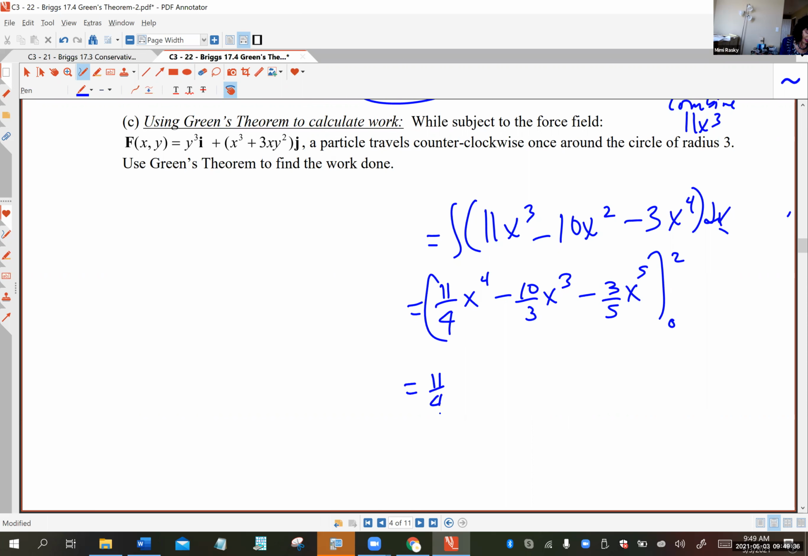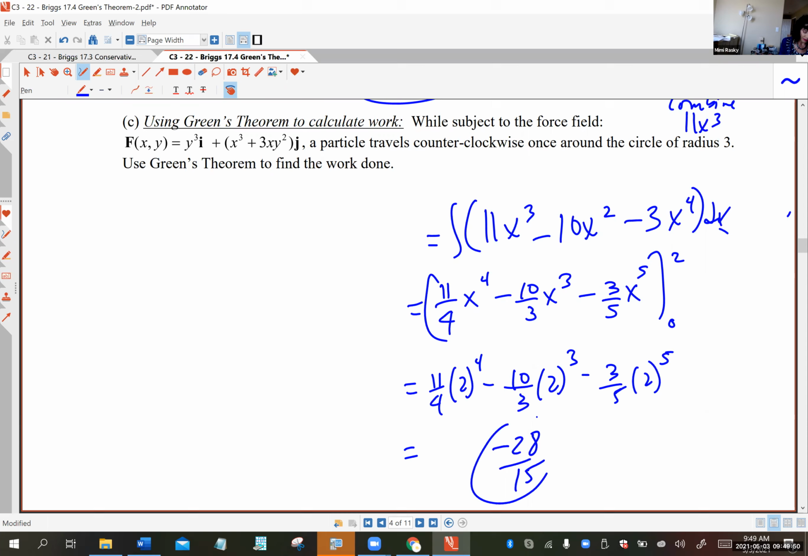And then, you know, arithmetic, not my strong suit. Yeah. And I get, plug it all in, I get negative 28/15. That's the exact answer. And that's approximately negative 1.861.